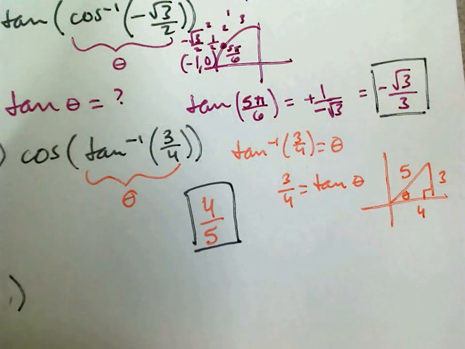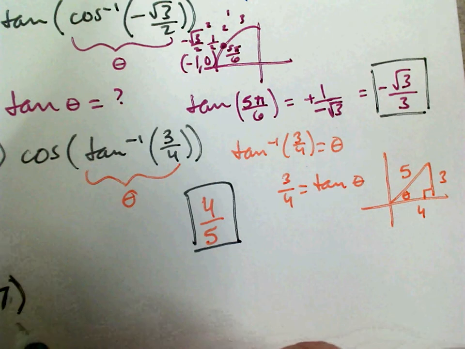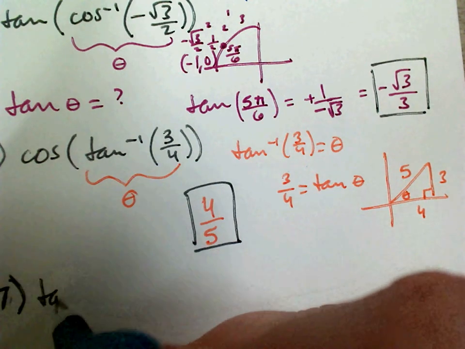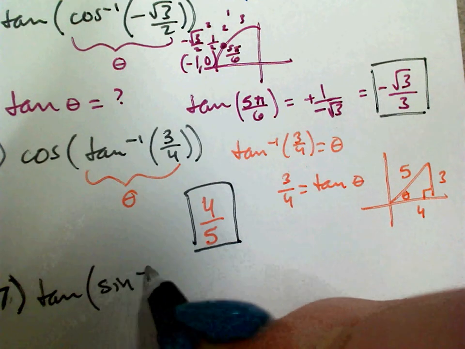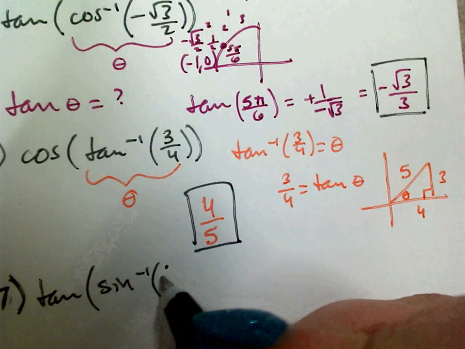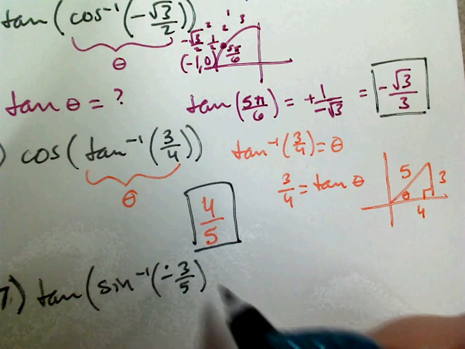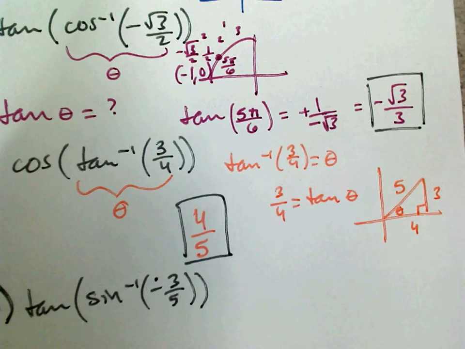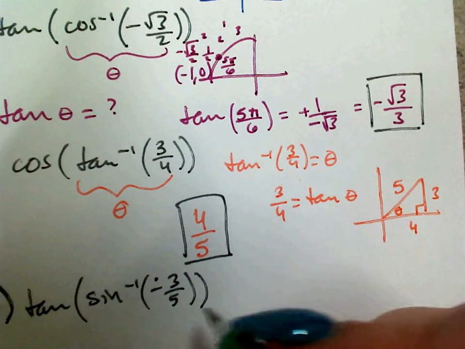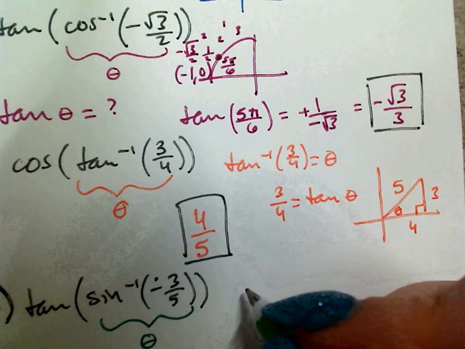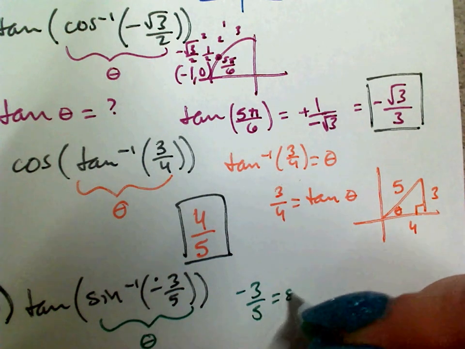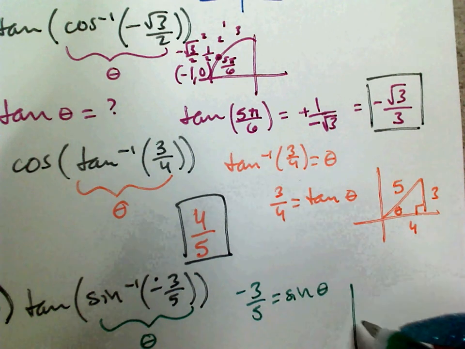107 is tangent of sine inverse of -3/5. So, okay. This all equals some angle, which means -3/5 is sine of some angle. So I'm going to draw that in the fourth quadrant, because that's where sine inverse exists.